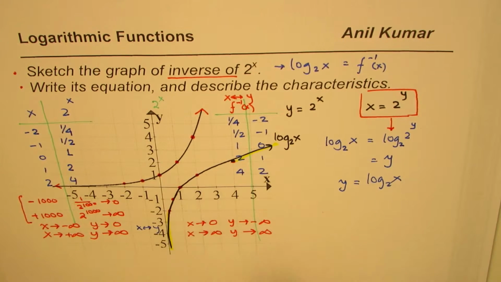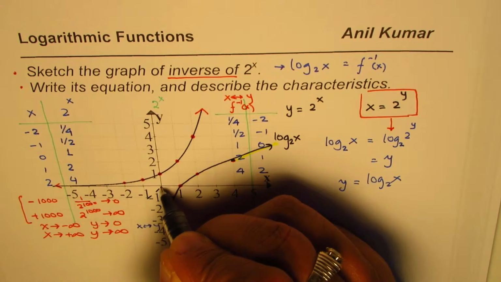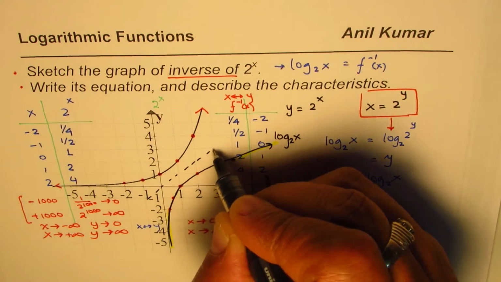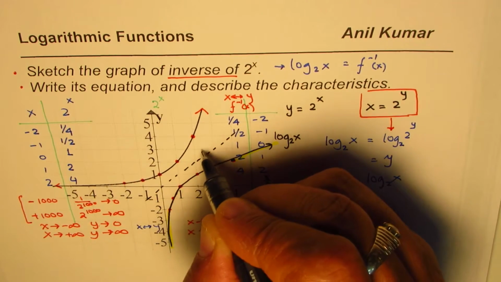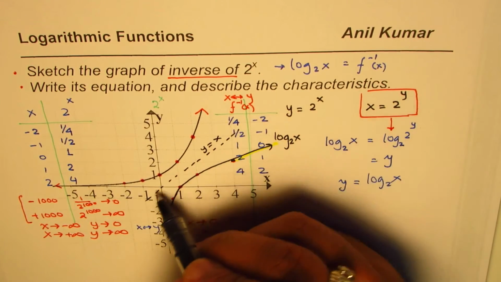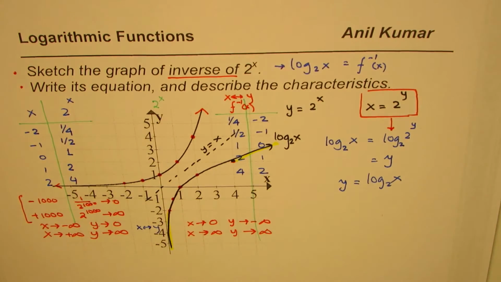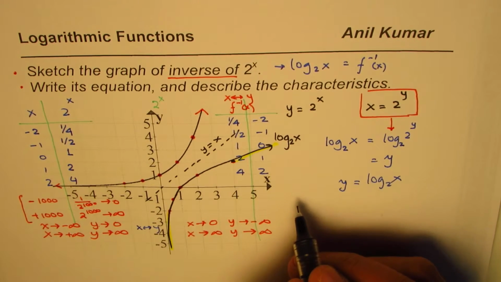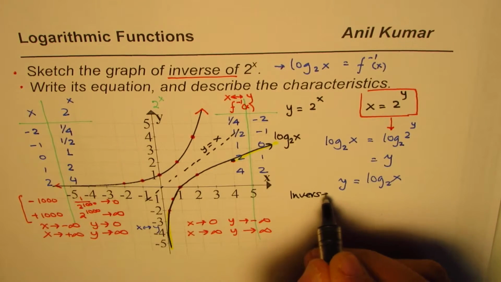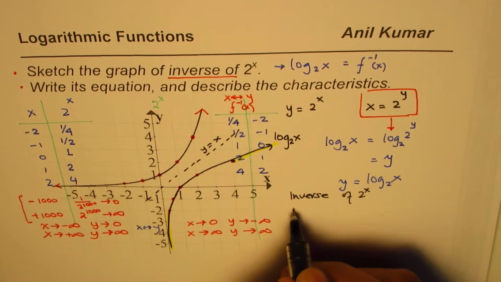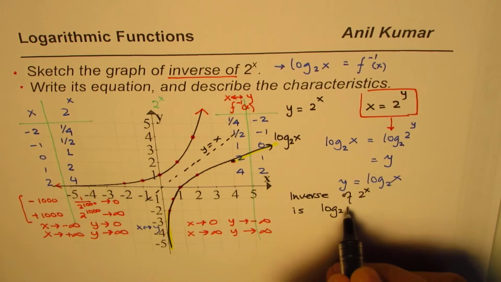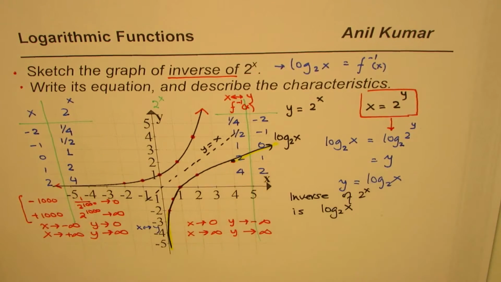And clearly what we see here is that if I sketch a line which is going midway, for example like this, then you will notice that this line, which is y equals x, forms a mirror where all these points are reflected. So it works perfectly fine with the definition of inverse which we have learned so far, right? So we know that the inverse of 2 to the power of x is log to the base 2 of x, correct? And that's the graph of this.